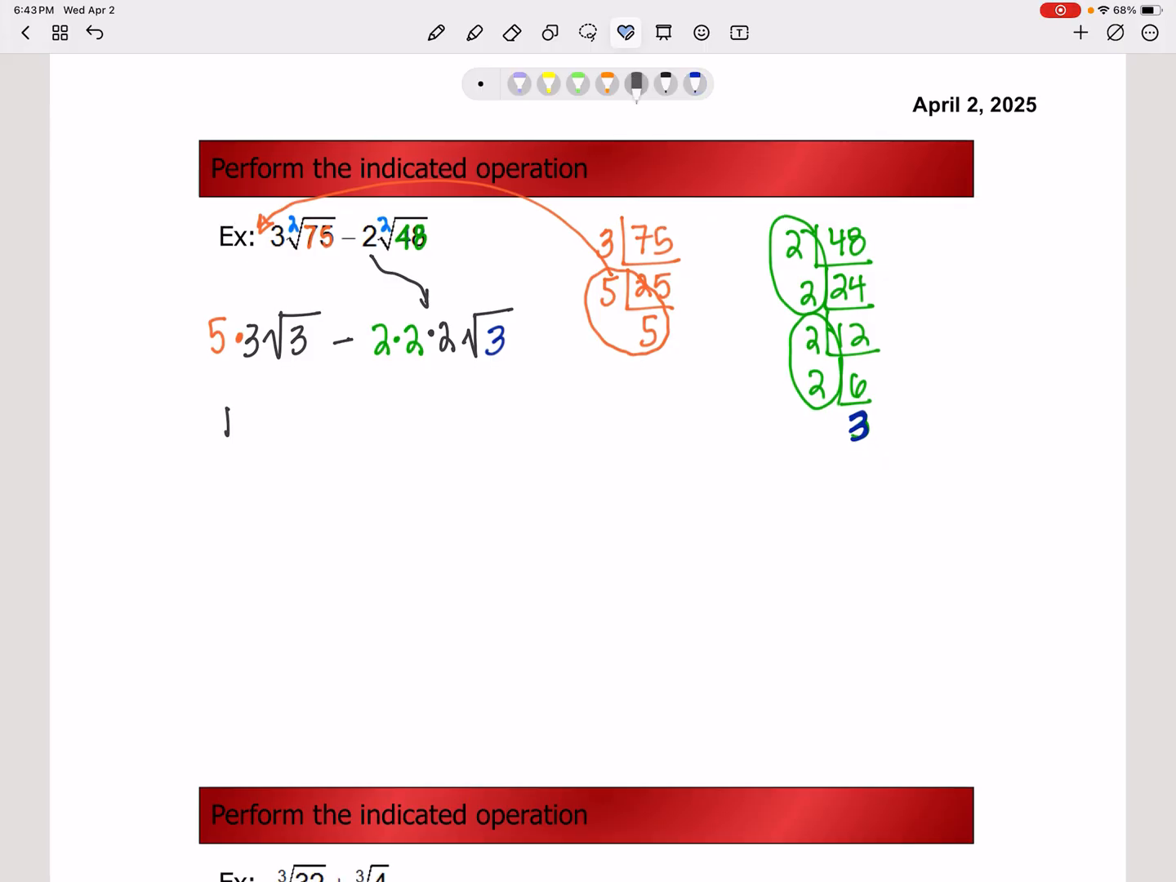So we have 15 times the square root of 3 minus 2 times 2 times 2 is 8 times the square root of 3. 15 minus 8 is 7 times the square root of 3.